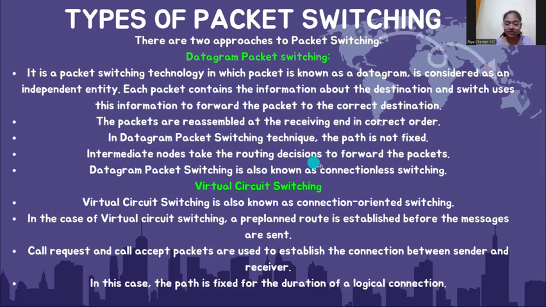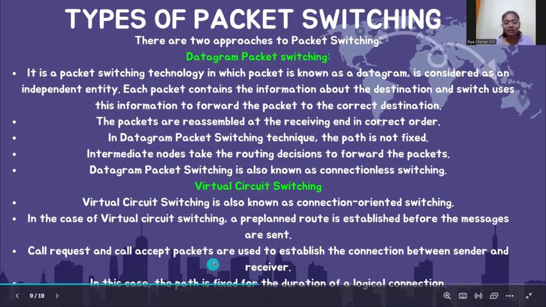The second type of packet switching is virtual circuit switching, which is also known as connection-oriented switching. In the case of virtual circuit switching, a pre-planned route is established before the messages are sent. Call request and call accept packets are used to establish the connection between the sender and receiver. In this case, the path is fixed for the duration of a logical connection.